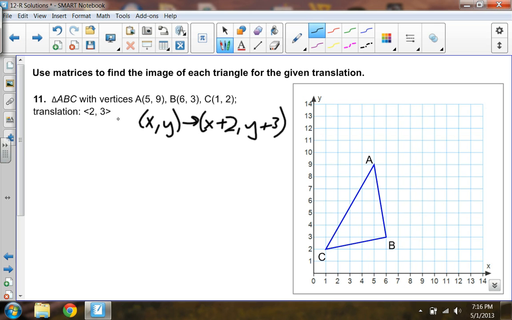So like that. These are the same thing. They're just written differently. So for this one, I have to translate it 2 units over and 3 units up. Let's go and use matrices for it.